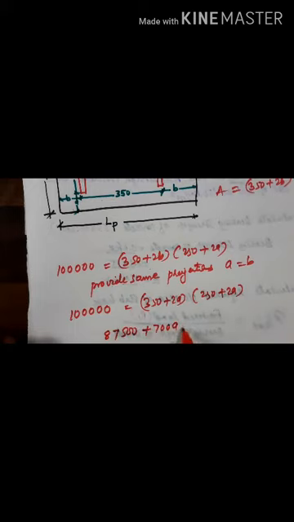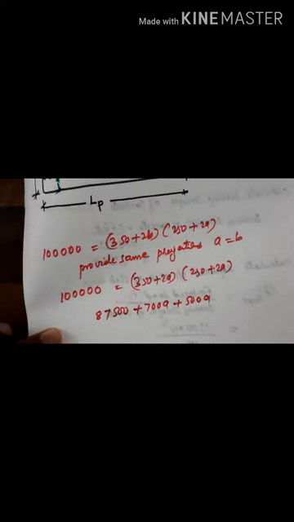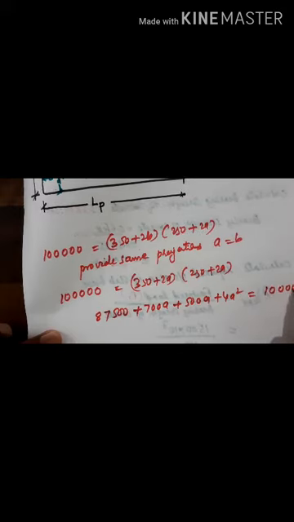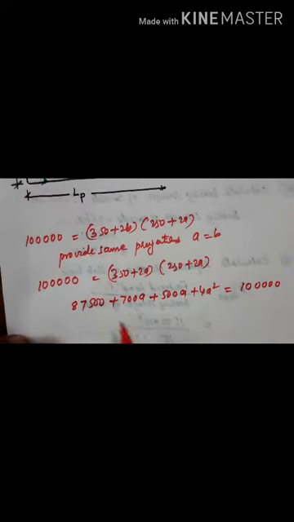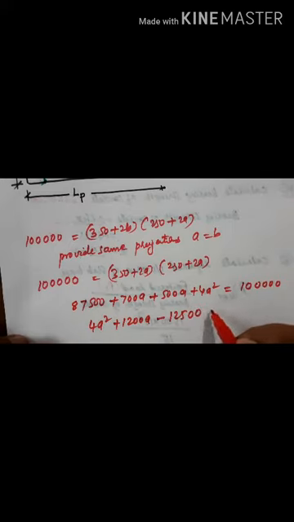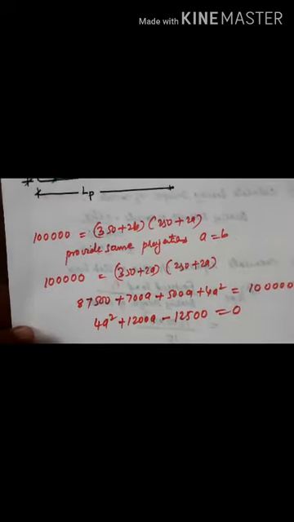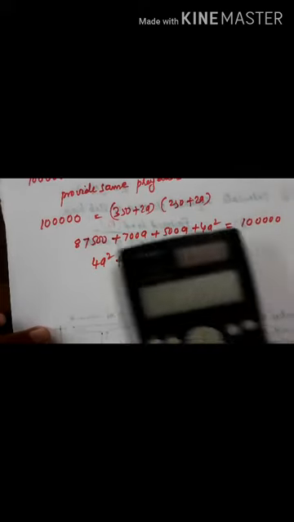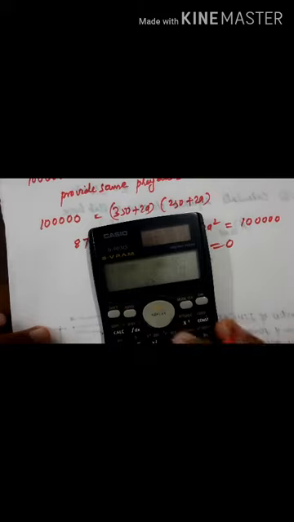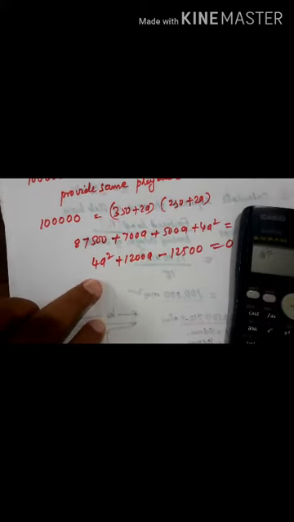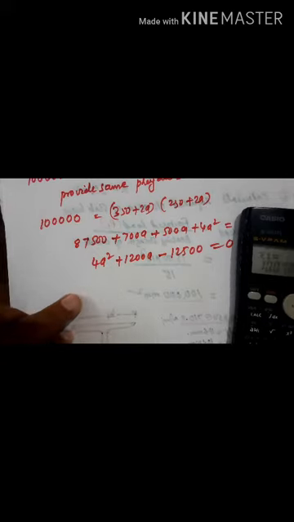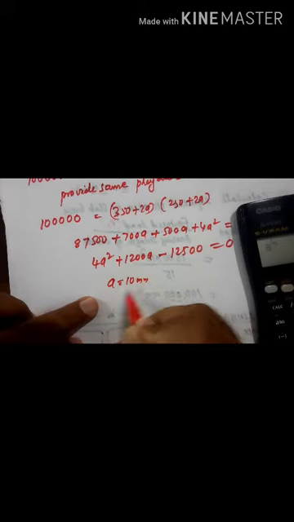Now if we simplify this one, I'll get 8,500 plus 700a plus 500a plus 4a square is equal to 1 lakh. This I get equation. Further you simplify, you'll get 4a square plus 1200a minus 12,500 is equal to 0. Okay. Now solve this quadratic equation. If you solve, use calci. If you substitute the coefficients of a, 4, then 1200, then minus 12,500, I'll get x, that is a, as 10 millimeter projection.